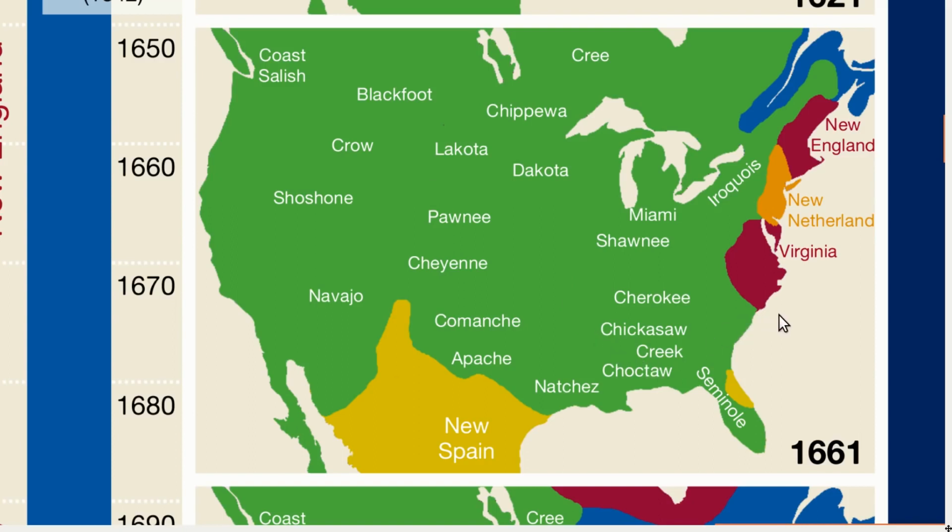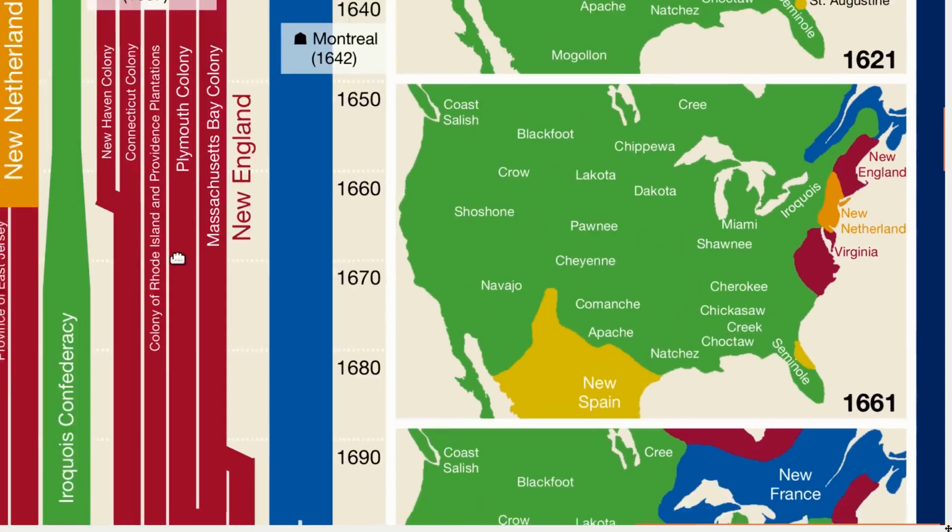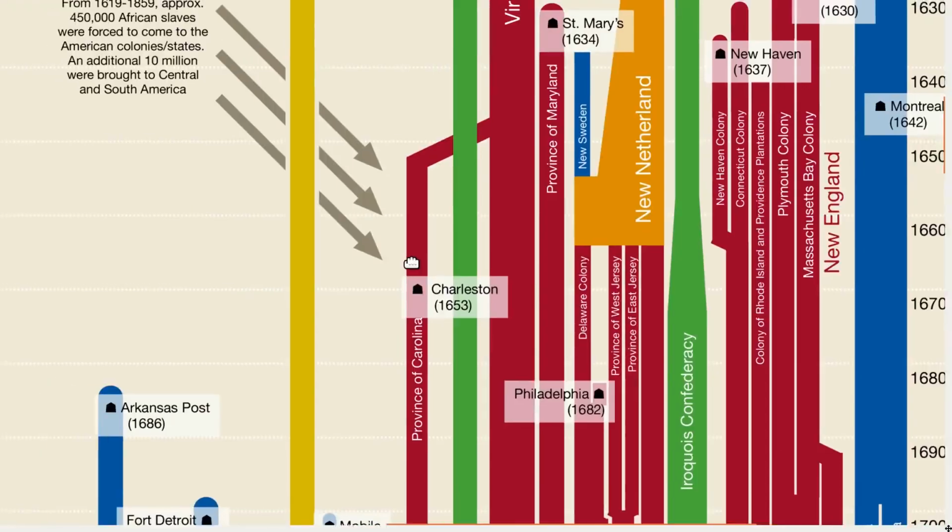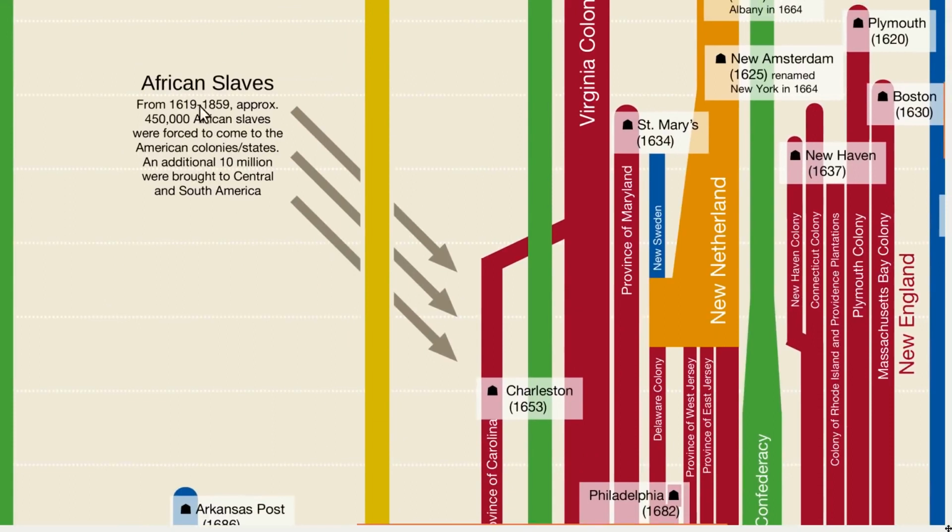The second negative aspect of U.S. history is, of course, slavery, and that's shown over here. Between 1619 and 1859, almost 500,000 Africans were forced against their will to come to the American colonies and later to the various U.S. states to work the land.